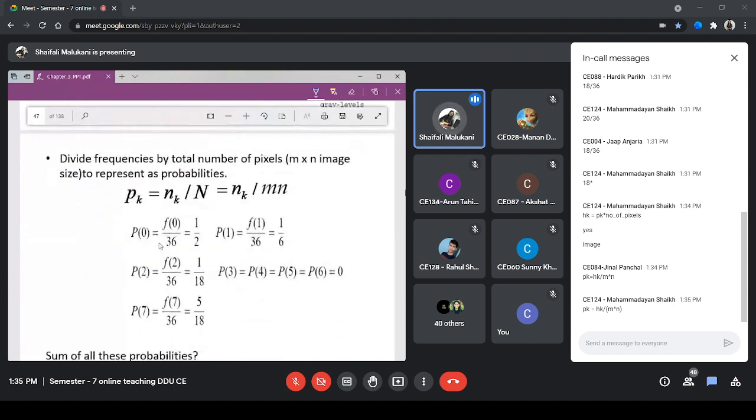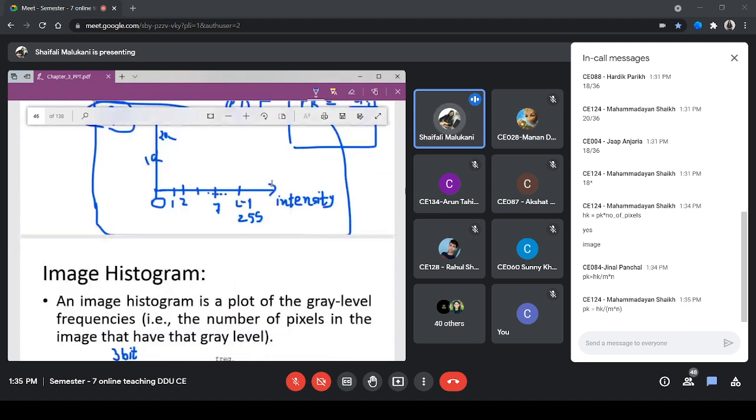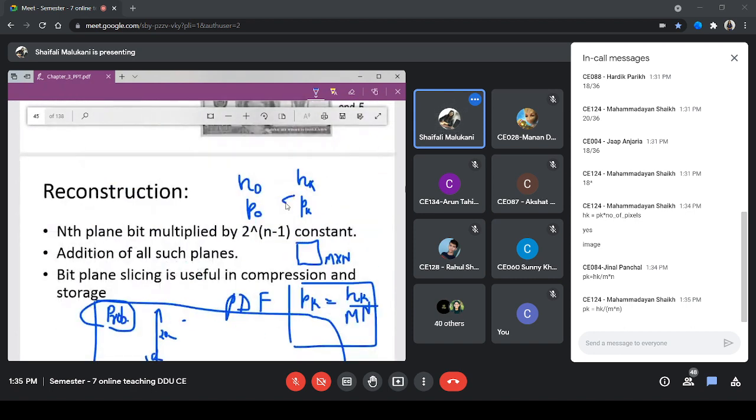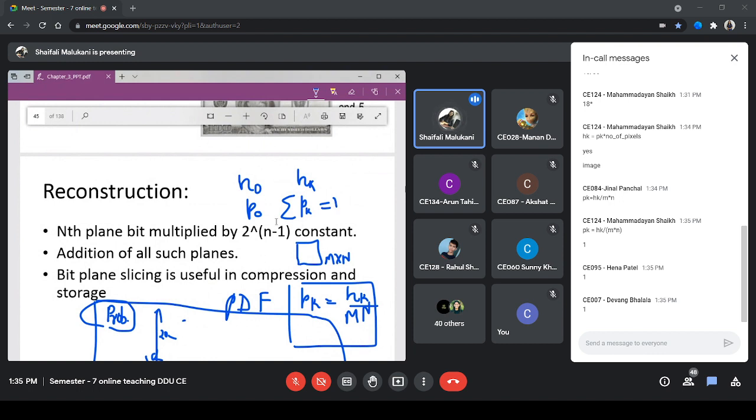Sometimes it is referred to as nk, sometimes as hk, and the total number of pixels is mn if the dimension is m cross n. Now, what will be the summation of all pk? The summation of all pk will be 1. What is the range of k?